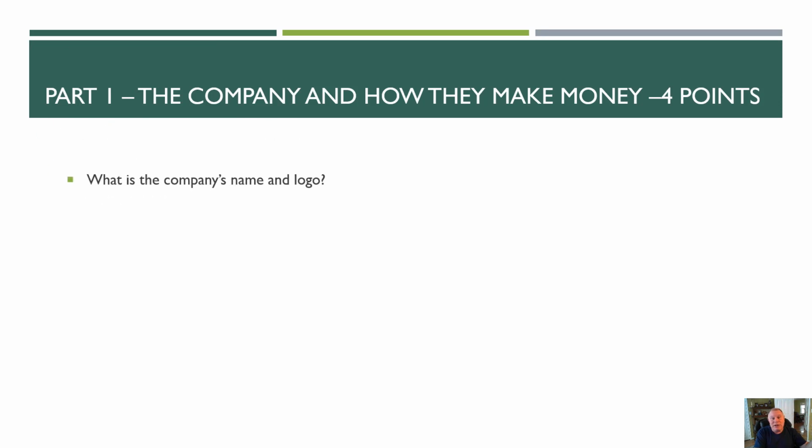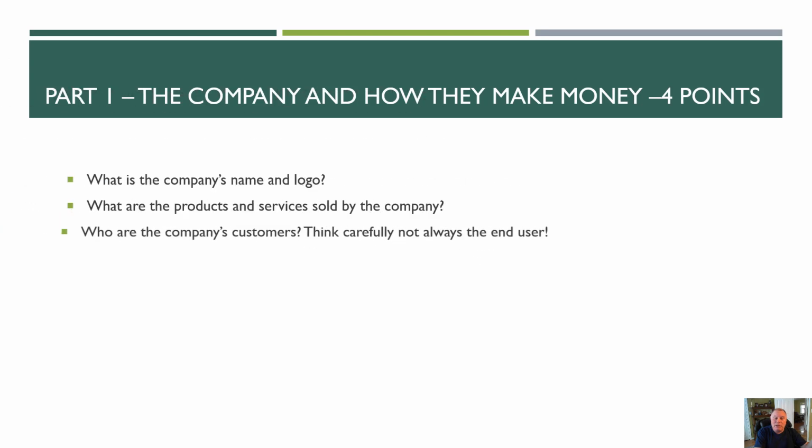So part 1, the company and how they make money, 4 points. What's the company's name and logo? What are the products and services sold by the company? What are the company's customers? Think about this carefully, not always the end user. Okay? There's oftentimes people in between.